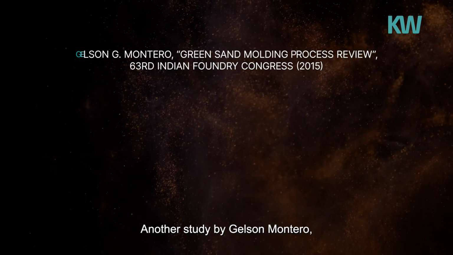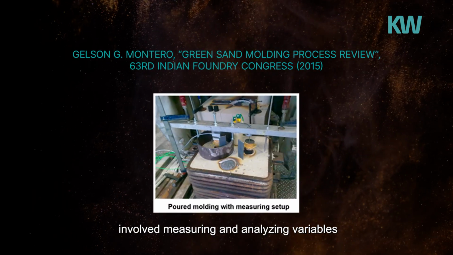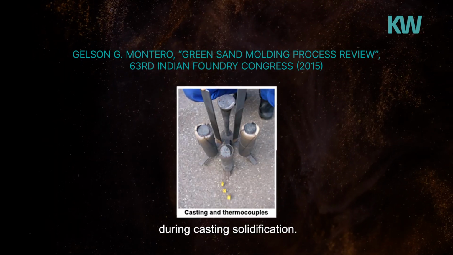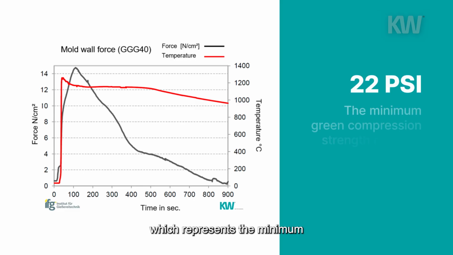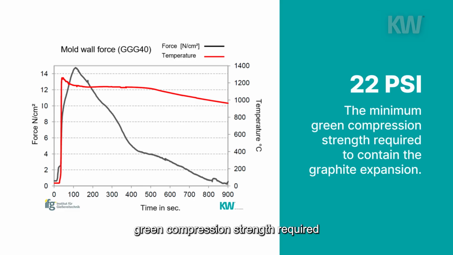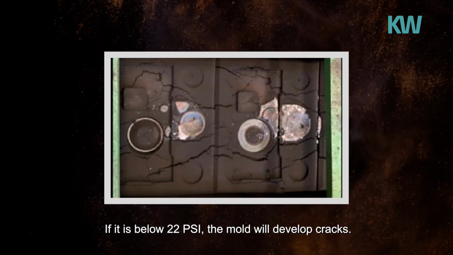Another study by Gelson Montero, titled Green Sand Molding Process Review, involved measuring and analyzing variables during casting solidification. The experiment revealed that the force generated by graphite expansion reaches 22 psi, which represents the minimum green compression strength required to contain the graphite expansion. If it is below 22 psi, the mold will develop cracks.